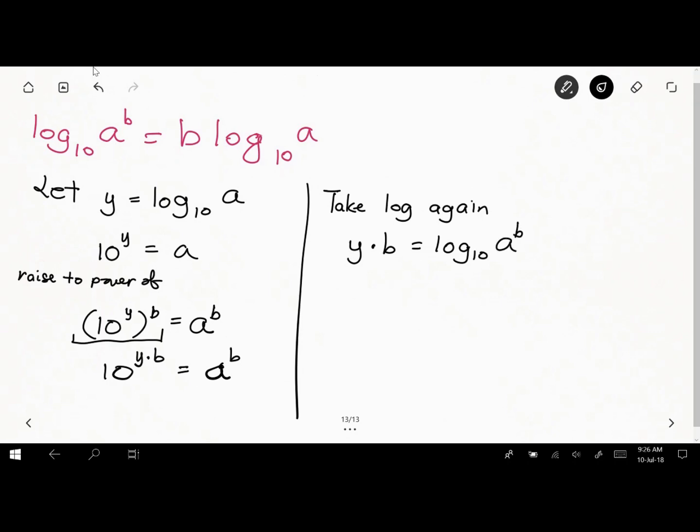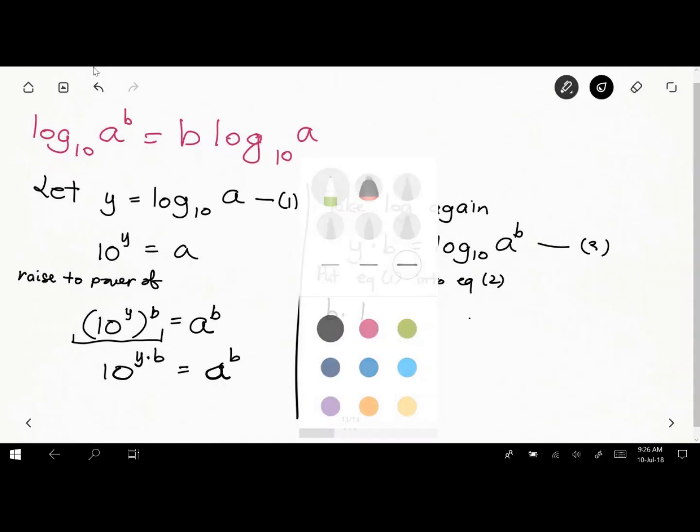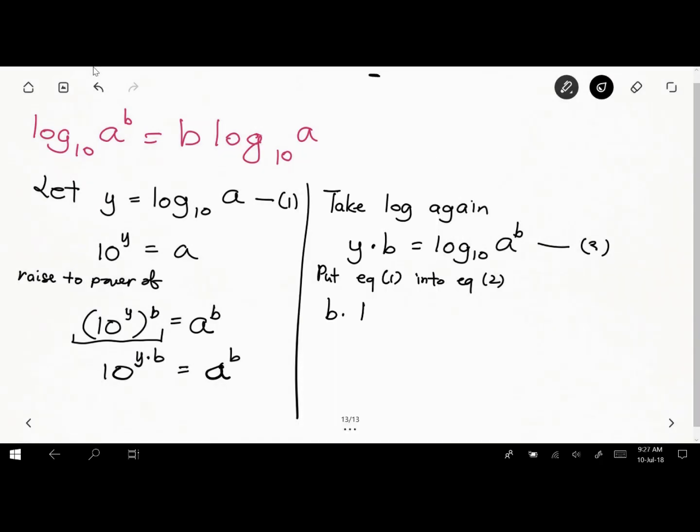Now remember that we let y equal this. So we put equation 1 into equation 2, which means that what we have here is b times log 10 a is equal to log 10 of a to the power b. So that's how the whole formula is derived.